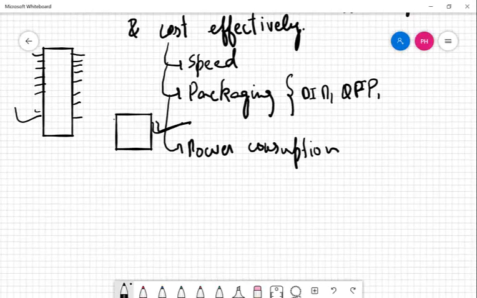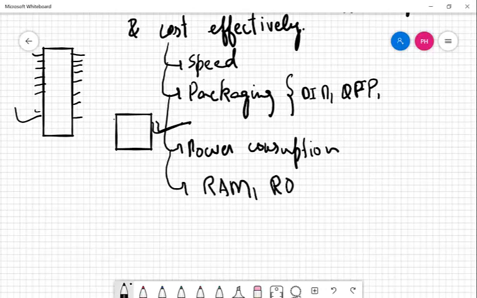We may also check for the amount of RAM and ROM, because ROM will be used to store our program. We have to see the program we are going to write for this particular application, the number of instructions. Is the ROM of the microcontroller sufficient to hold those instructions? The data we are going to use, is the RAM enough? Is the memory enough for our program, for our application?